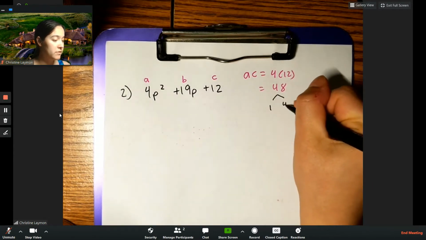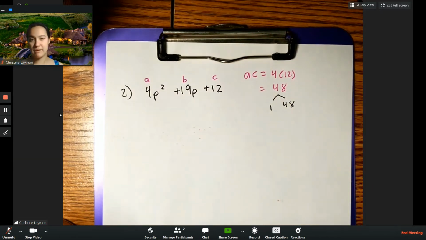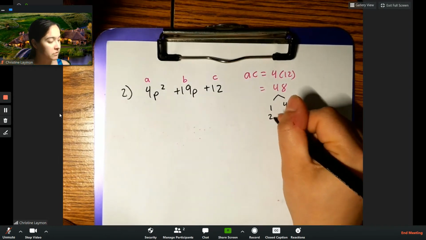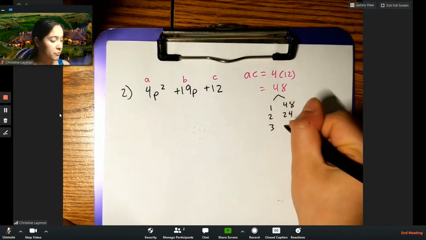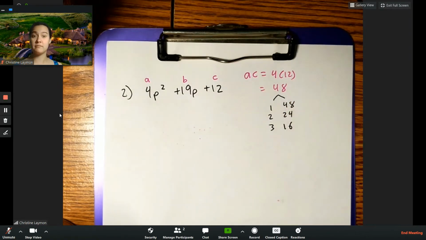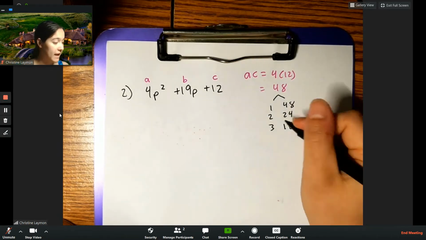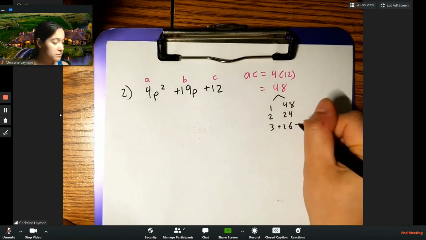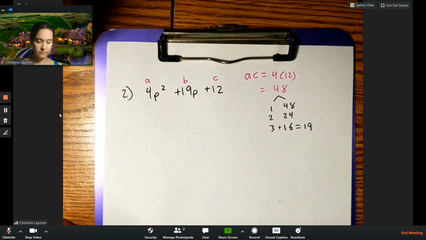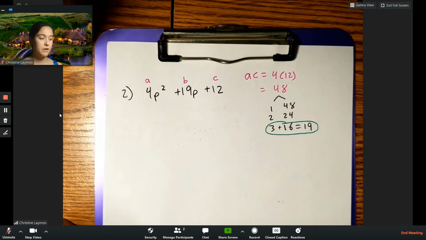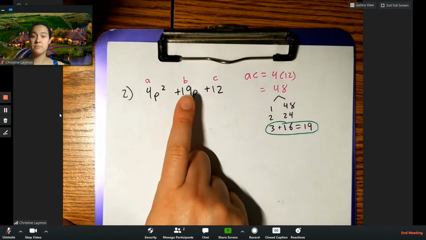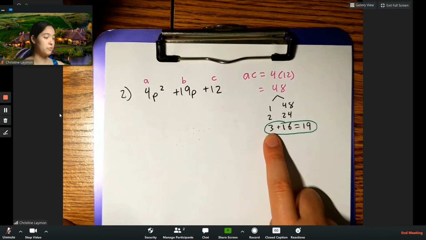I have 1 and 48. That can't get me 19. I've got 2 and 24. That won't get me 19. I have 3 and 16, and I go, oh wait, that does work. Because if I add them together going straight across, I get 19. So that means that 3 and 16, these will be our coefficients. So I'm going to go ahead and rewrite this. Instead of 19, I'll be using 3 and 16.